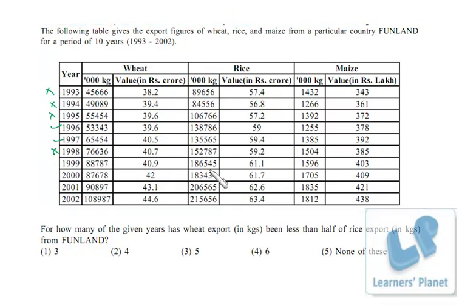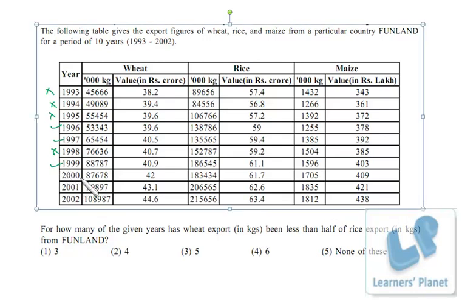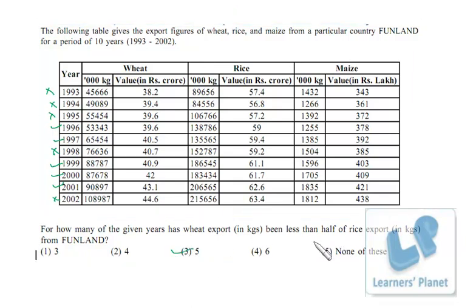Even if it is 90, it's more than 182, even if it is double. 87, same, double. 90, even in this case it is double. Here it is 108, so double will be 216, so it's wrong. So 1, 2, 3, 4, 5. So in 5 cases, wheat is less than half or rice is more than double, we can say.